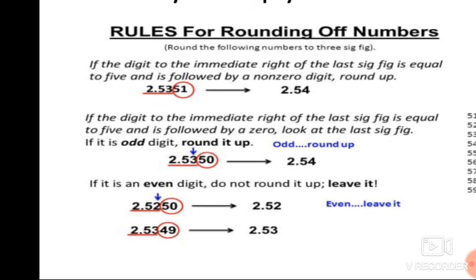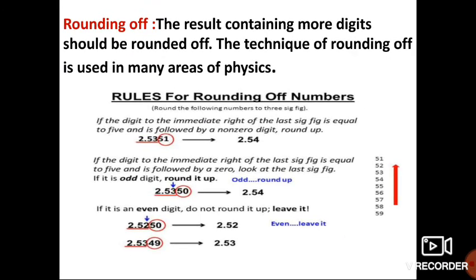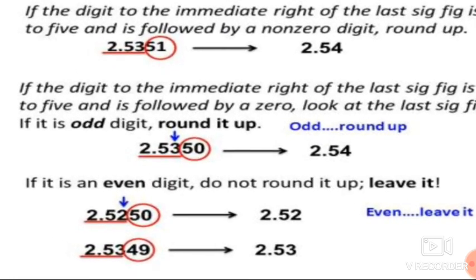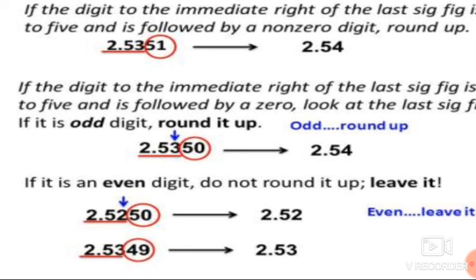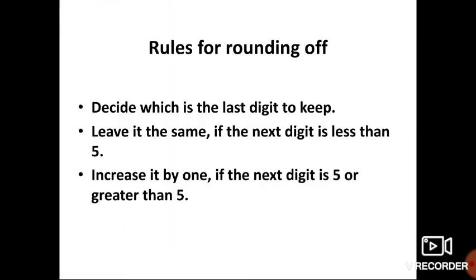Next, if the digit is less than 5, we do not consider this value. For example, 2.5349. Here this 4 is less than 5. So we consider 2.53, and do not consider this 4 because this value is less than 5. Clear?